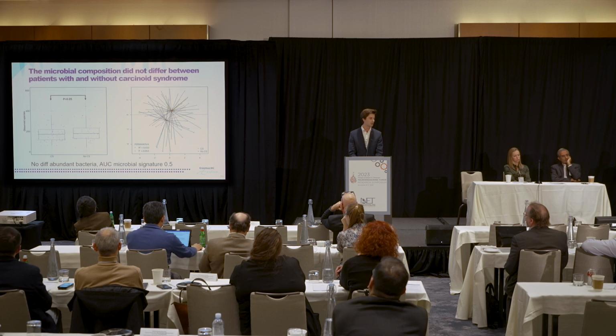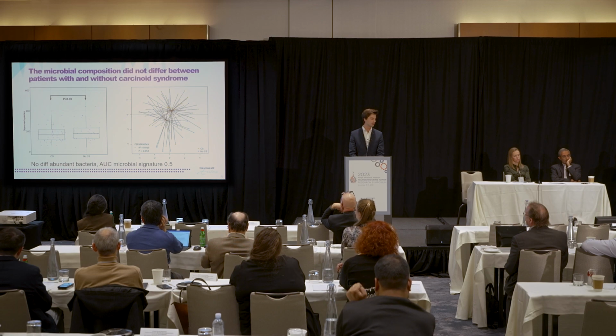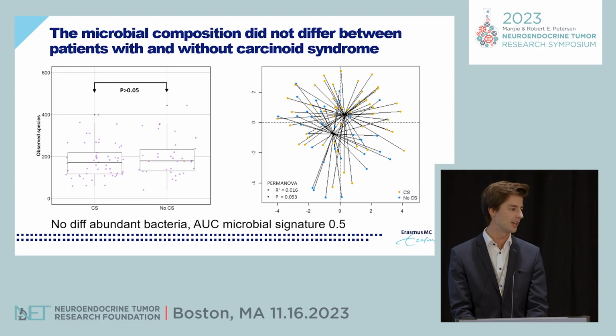And then we looked at patients with and without carcinoid syndrome, and to our surprise, we did not see any difference in all of the analyses. So alpha diversity and beta diversity did not show significant results. We did not find any differentially abundant bacteria, and the area under the curve of our microbial signature was 0.5.